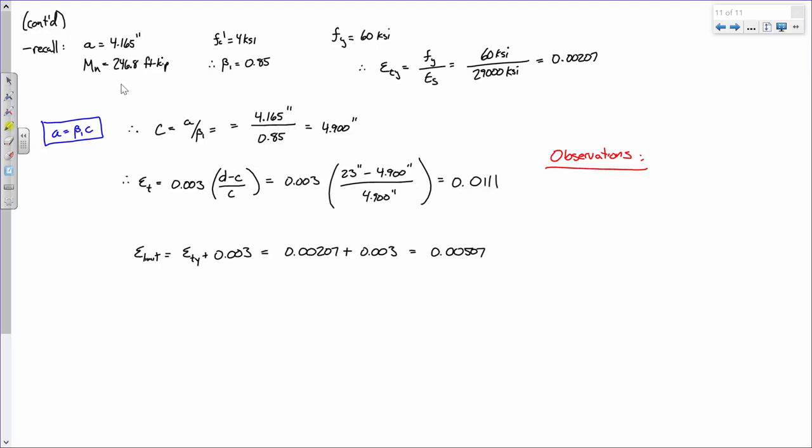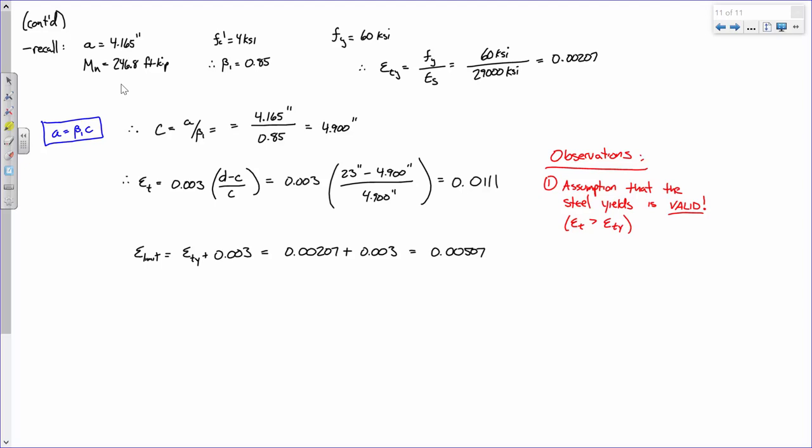Well, let me ask it to you this way. What is the strain at yielding? Like, if I take grade 60 rebar and I yank on it, when does it yield? It yields when it hits a strain of 0.00207. What is the actual strain? 0.0111. So does it yield? Oh yeah, it yields. The strain is five times what it is required to yield. So the first observation I can make is that the assumption that the steel yields is valid. In other words, the strain is much greater than the strain required to yield it.